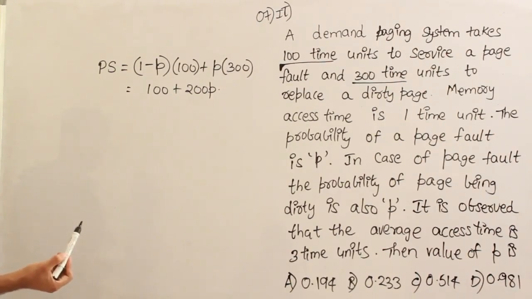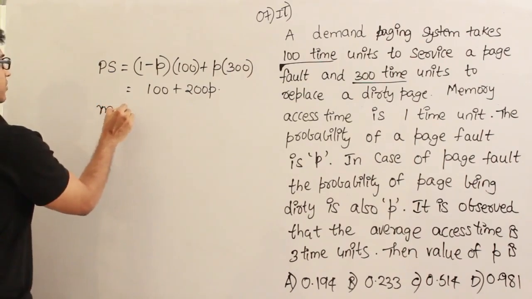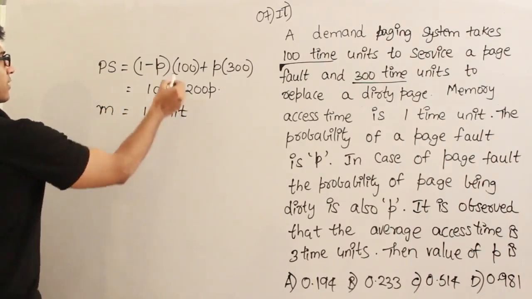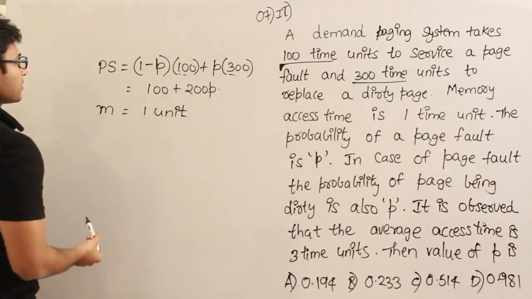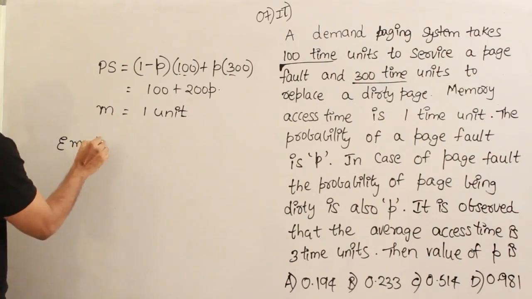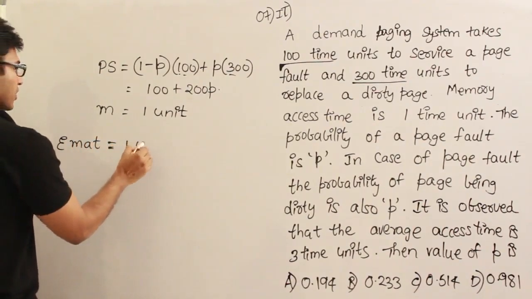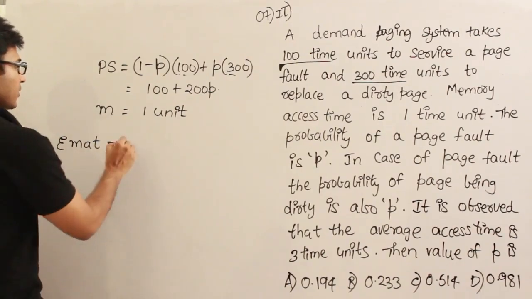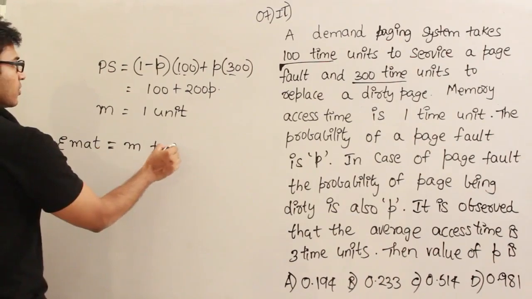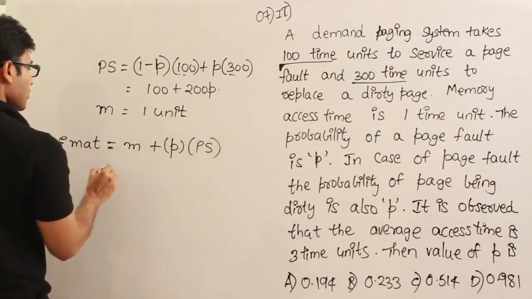And next thing is, once you have found the page fault service time, the memory access time is also given. So memory access time is 1 unit, right? This is also given, and this is what I got from this information, right? And now the effective memory access time: if there is no page fault, I am going to take 1 unit, isn't it? We know the formula. So what is it? Effective memory access time is M plus the page fault rate into the page fault time. So how much is this?